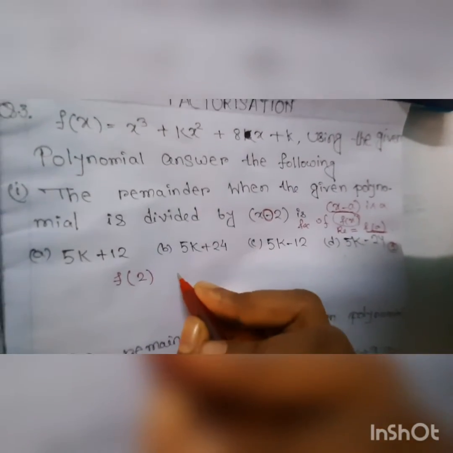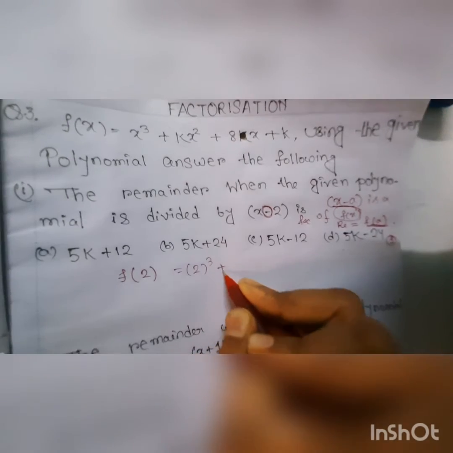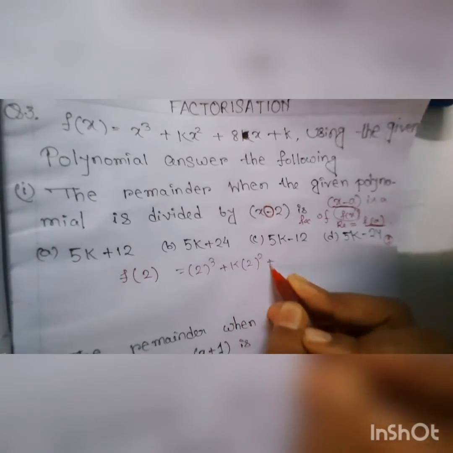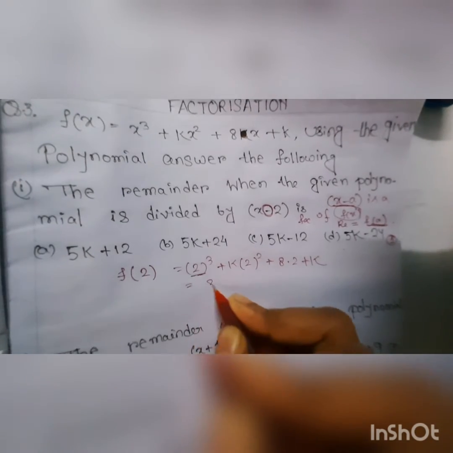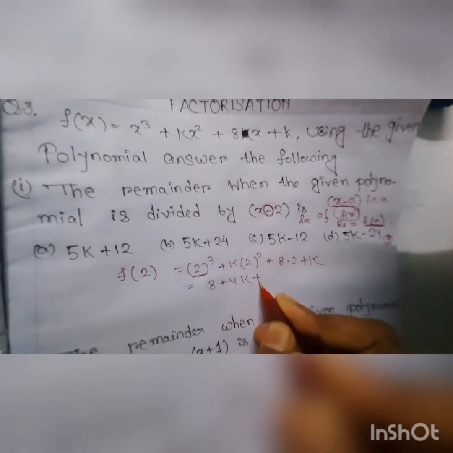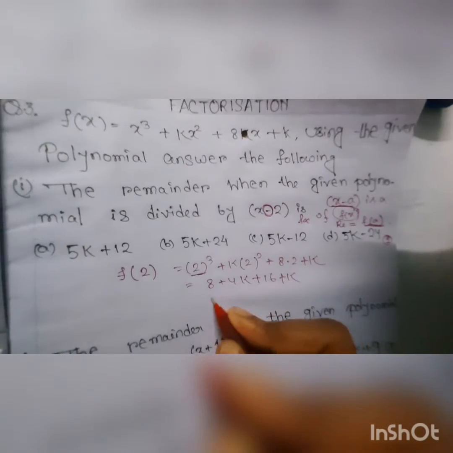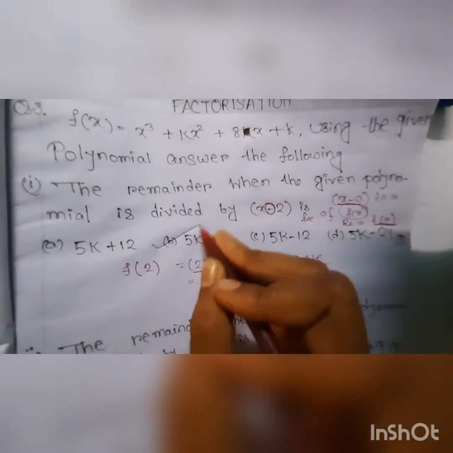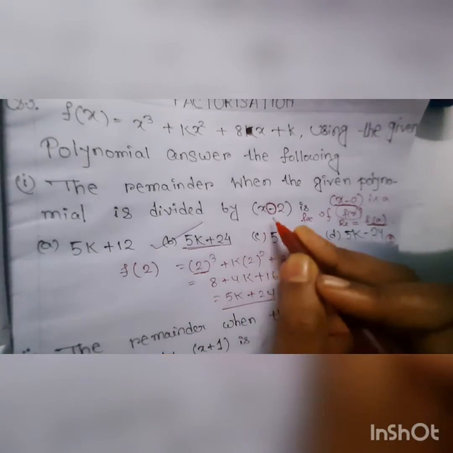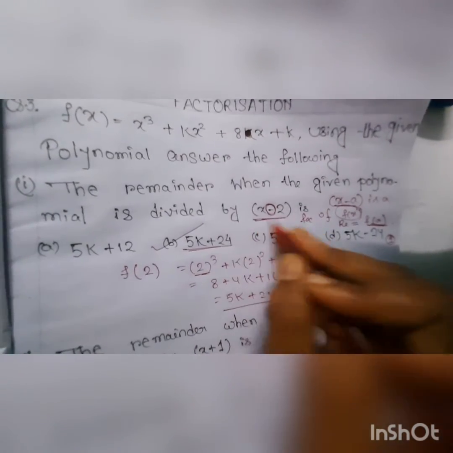Now f(2) is 2 cube plus k into 2 square plus 8 into 2 plus k. So this is 8 plus 4k plus 16 plus k, that is 5k plus 24. So this is present in option B. So option B will be your answer. That is the remainder when you divide the given polynomial by x minus 2.